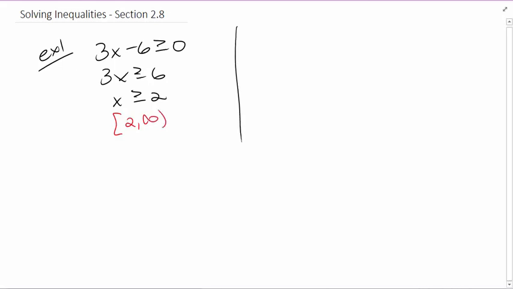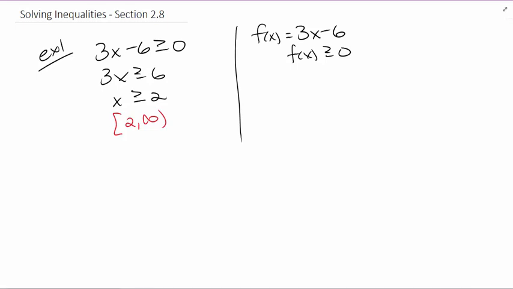We're going to look at this a little bit differently though. What if we had some function and we called it 3x minus 6? And I asked, when is the function greater than or equal to 0? What we should be thinking of there graphically, when we compare a function to 0, we're comparing a function to the x-axis. So what we're saying is, when is this function above or on the x-axis?